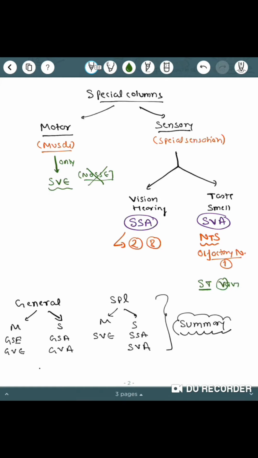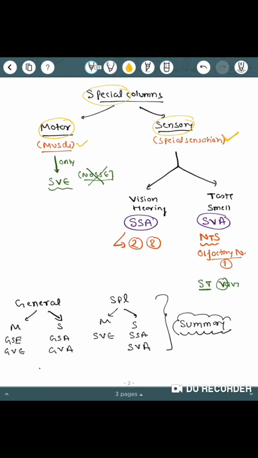In special columns there is again a motor component and a sensory component. So this is motor and this is sensory. Motor component, as we know, is muscle. Sensory component, because it is special, will have special sensations, and we know what the special sensations in our body are.